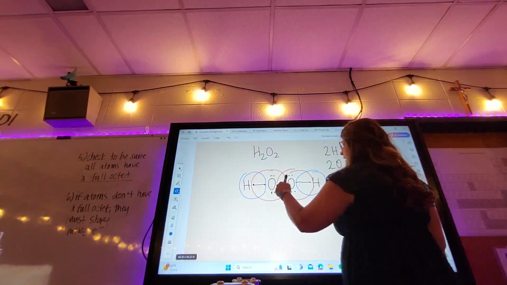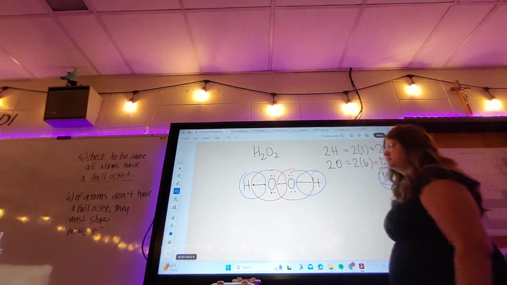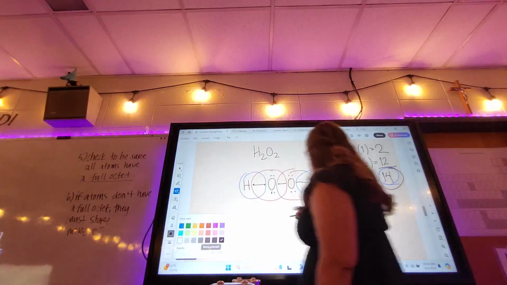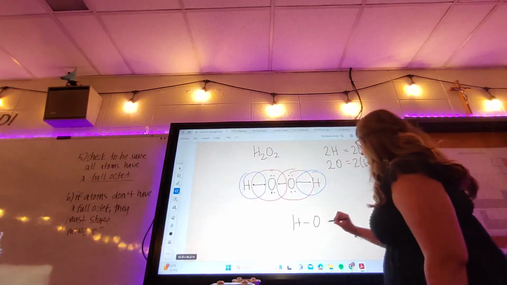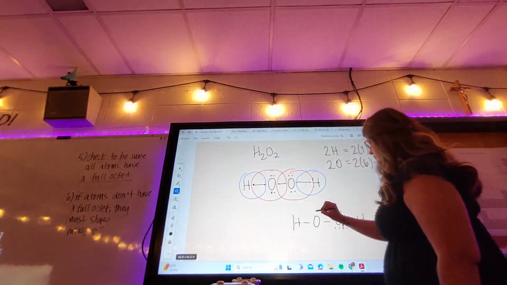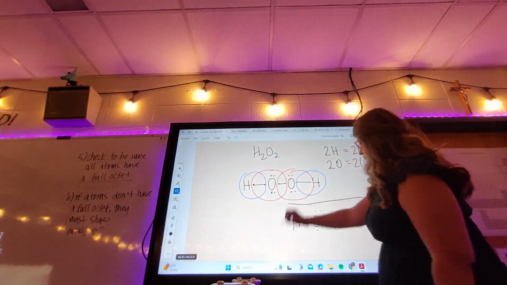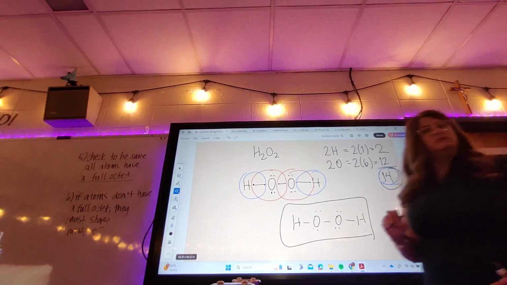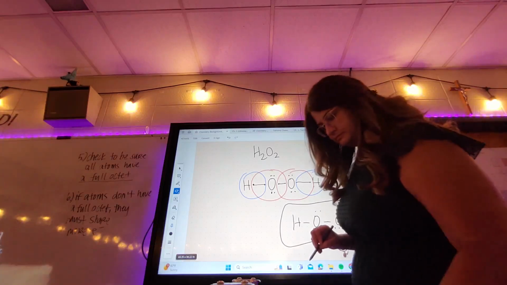2, 4, 6, 8, 10, 12, 14, valid Lewis dot structure. So how should it look on your paper? Probably exactly the way you already have it. That's it. Does that make sense? Maybe a little?